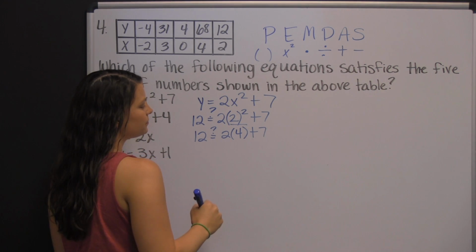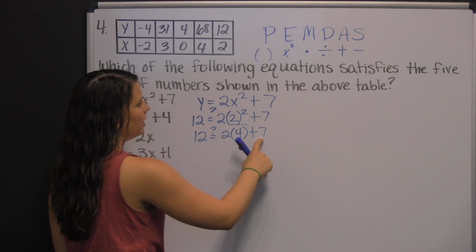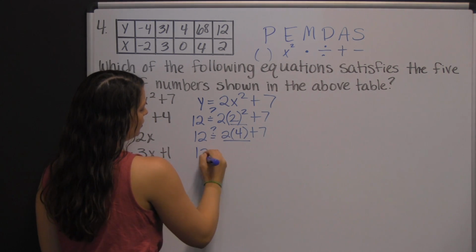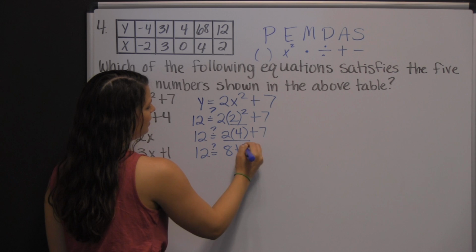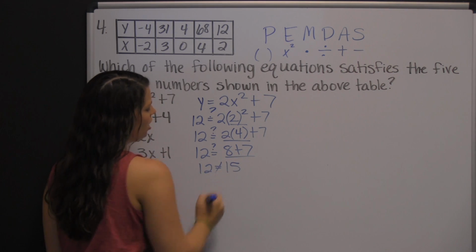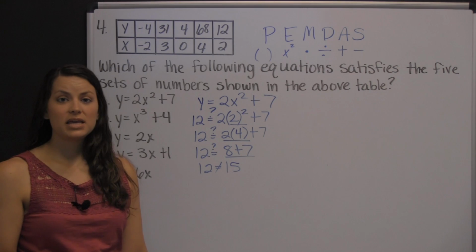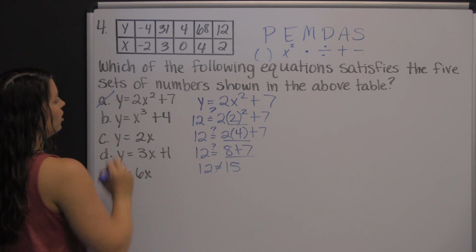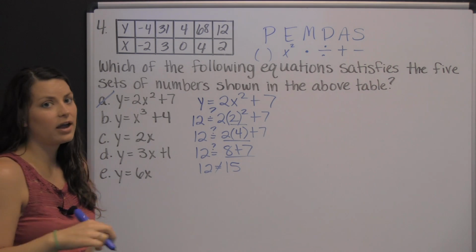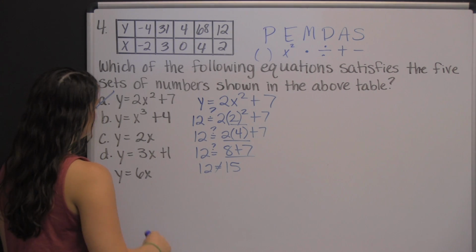plus 7. Now we have multiplication and addition. Multiplication comes before addition. So does 12 equal 8 plus 7? And lastly, we add, and we see that 12 does not equal 15, which means this is not our answer because that equation does not satisfy our set of numbers.